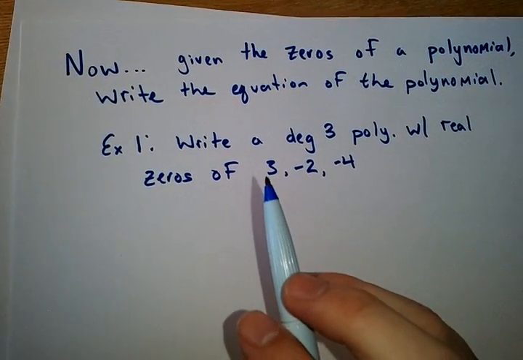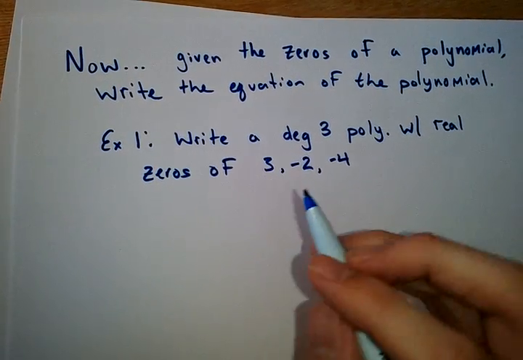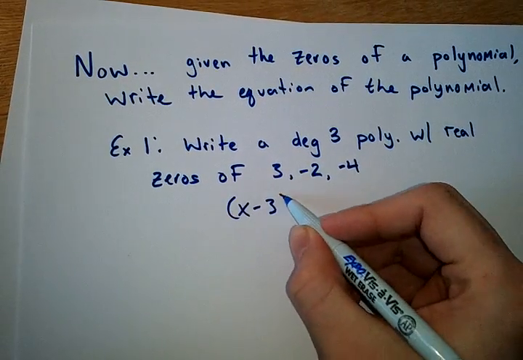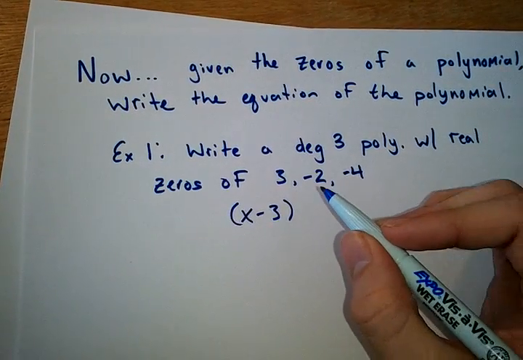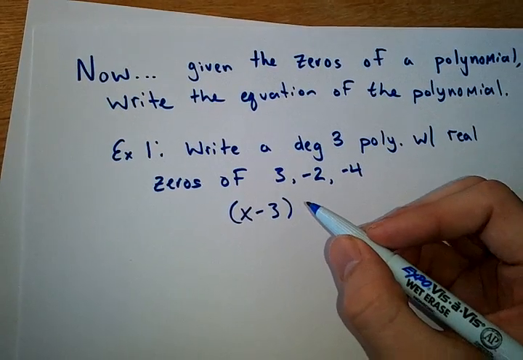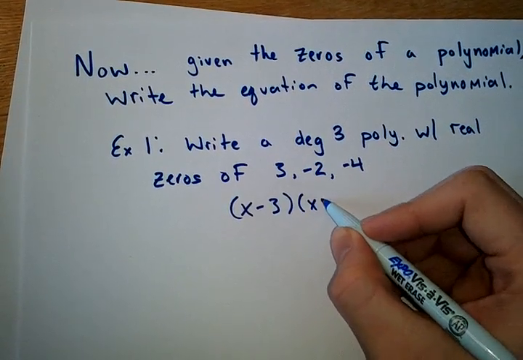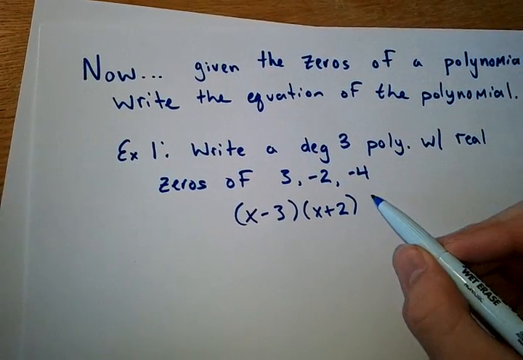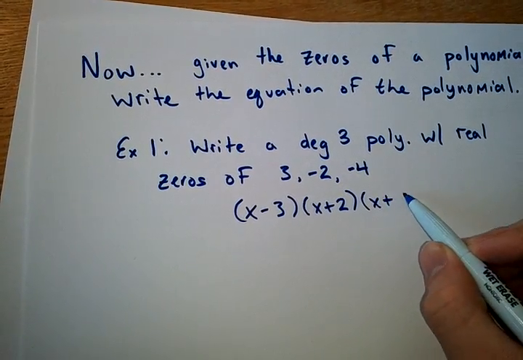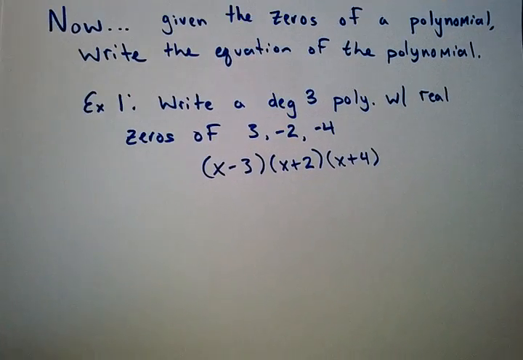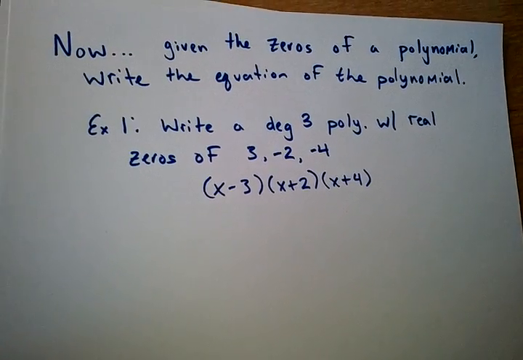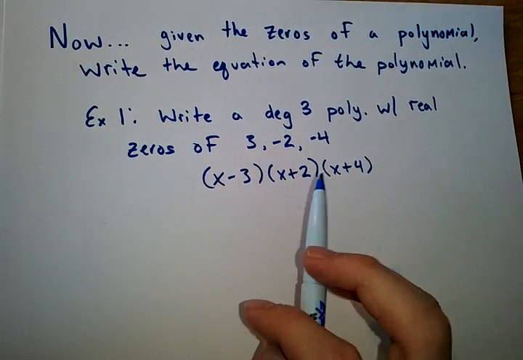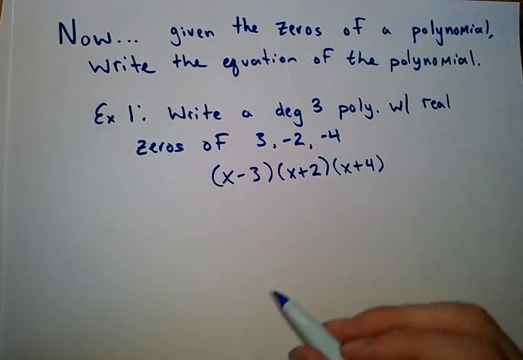If x equals 3 is a 0, that means x minus 3 has to be a factor. Similarly, if negative 2 is a 0, then our factor that gave us that solution was x plus 2. And last, this negative 4 here becomes x plus 4 when we convert it to a factor. To write the equation of this polynomial, we have to multiply all these binomials out. We've practiced this before.